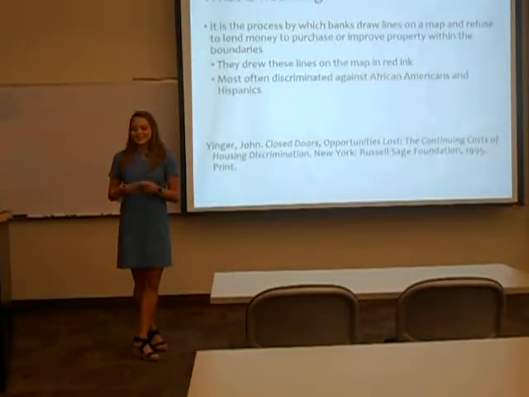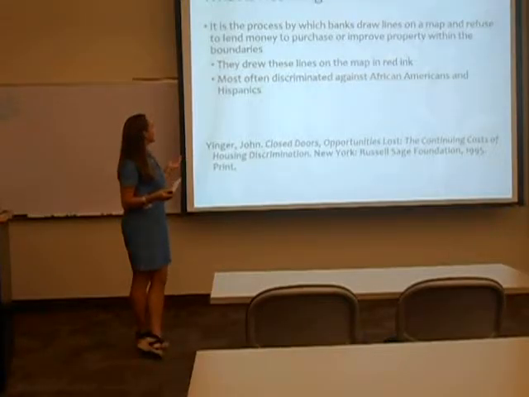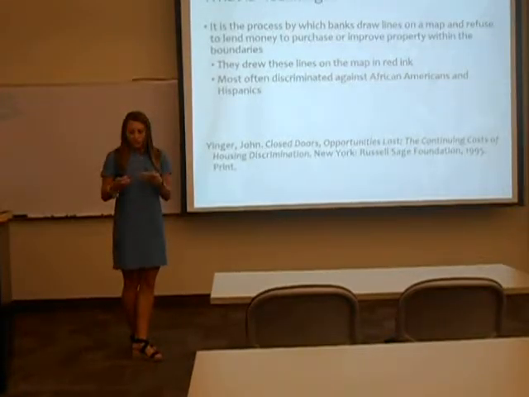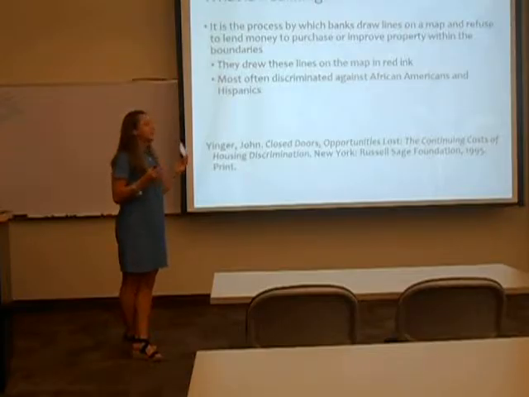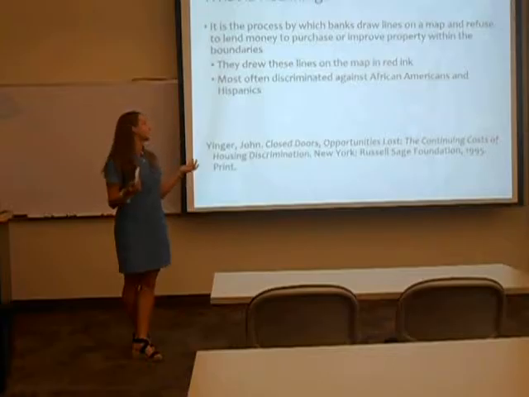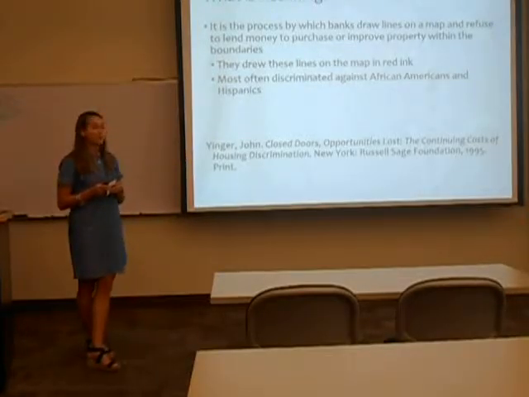So redlining is when banks drew lines on maps and refused to lend money, whether for mortgages or loans, to people who wanted to purchase property within a certain boundary. They drew these lines basically with a red pen on the map, and that's where they got the name redlining. They discriminated against African Americans and Hispanics mostly. And I got this information from Closed Doors and Opportunities Lost by John Yinger.